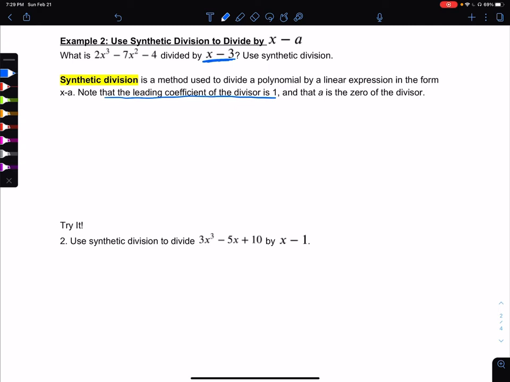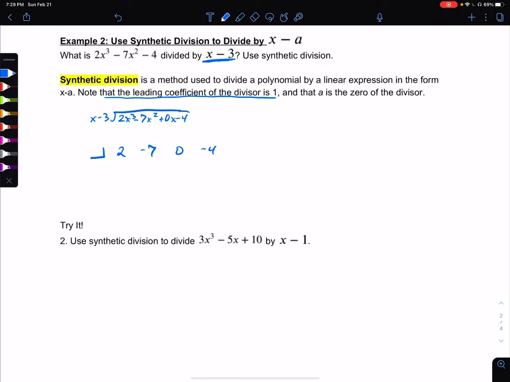Instead of writing this out as you normally would, with x minus 3 in long division, and then 2x cubed minus 7x squared, and don't forget that we'd have 0x minus 4, we need this placeholder. Instead of doing the whole long division process, we're going to bring these terms down and use the coefficients. So we're going to use 2, negative 7, 0, and negative 4.